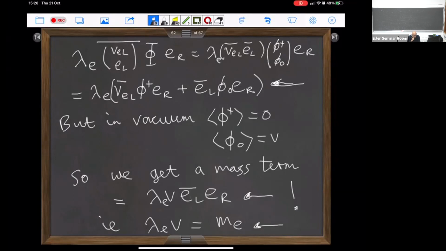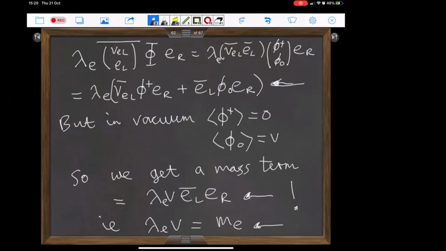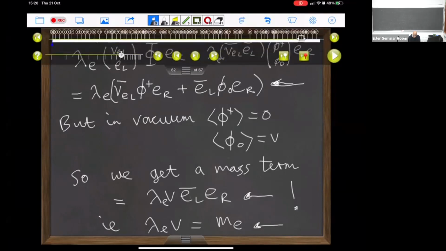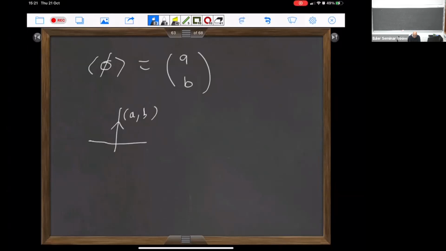As I said, you could then just redefine the fields. So if I just chose phi to be (a, b), this is some direction in a two-dimensional space. This is the direction (a, b). I can just take the orthogonal direction, whatever that is, and that would be the phi plus direction.